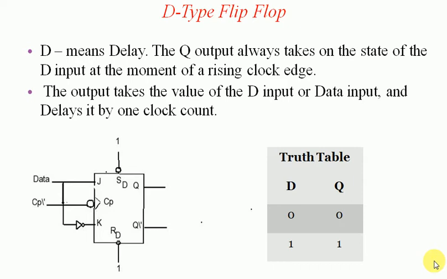So how can we explain the excitation table of a D type flip-flop? Whenever you want a particular output, like whenever you want the output equal to 0, it means the input must be equal to 0. Whenever you want output equal to 1, it means you must provide input equal to 1. So this is the excitation table of a D type flip-flop.